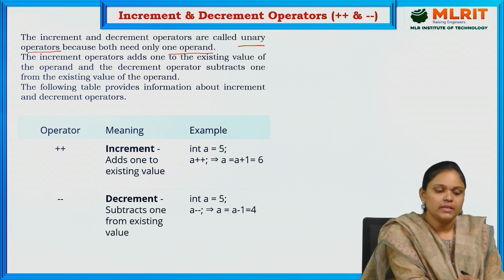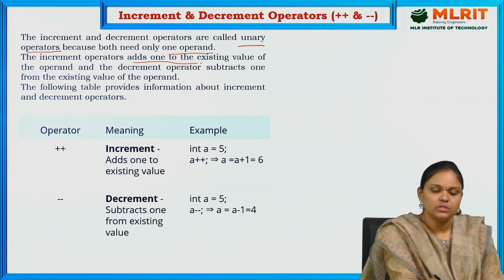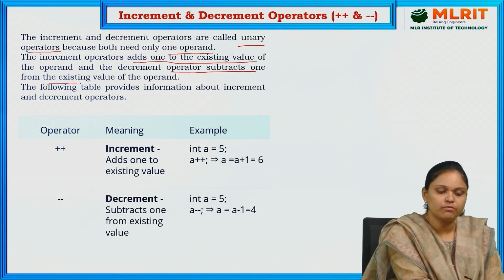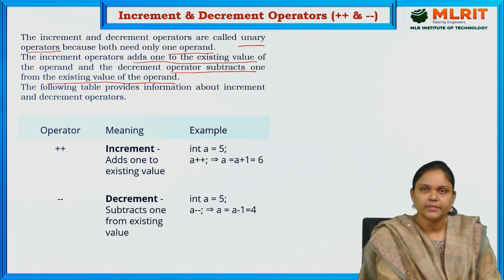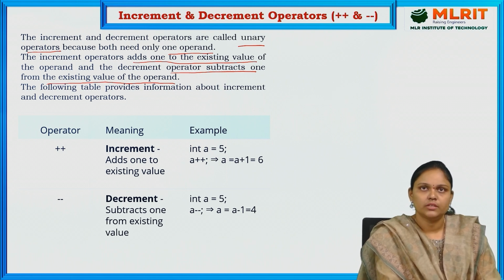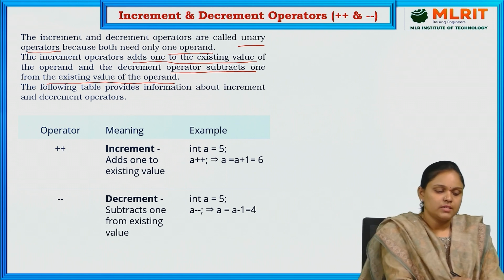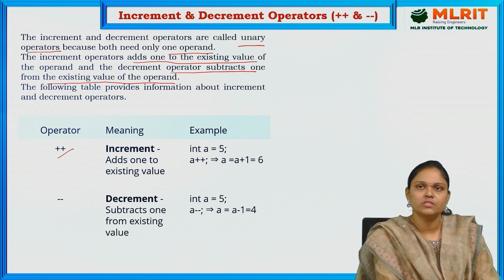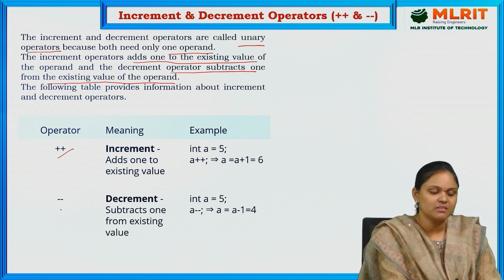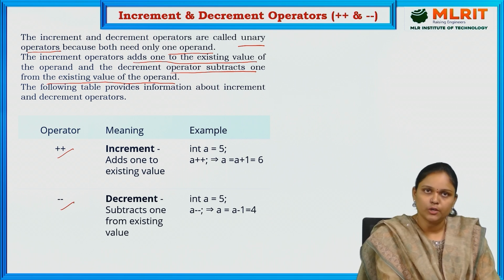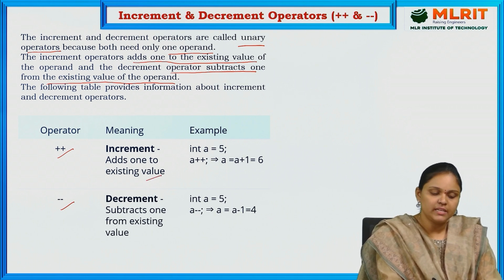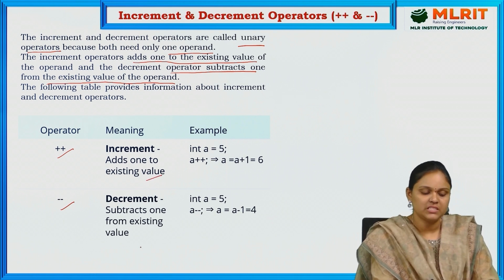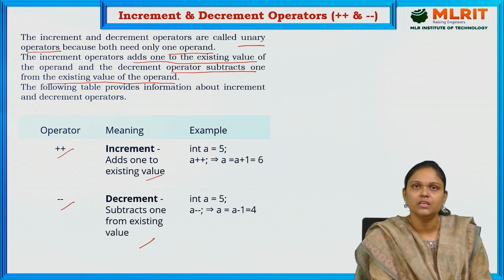The increment operator adds 1 to the existing value, and the decrement operator subtracts 1 from the value of the operand. Here the operator is an increment operator. This is double plus. Two plus symbols we use for an increment operator and two minus symbols we use for a decrement operator. Incrementing means adding 1 to the existing value. Decrementing means subtracting 1 from the existing value.